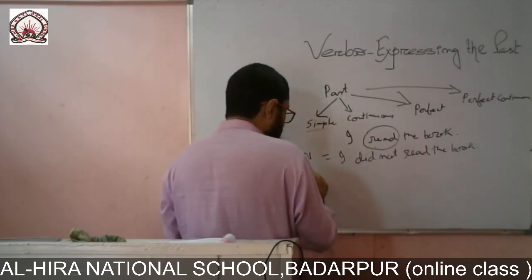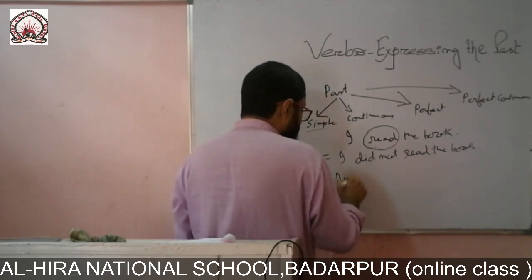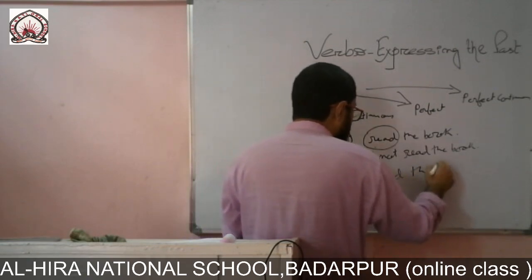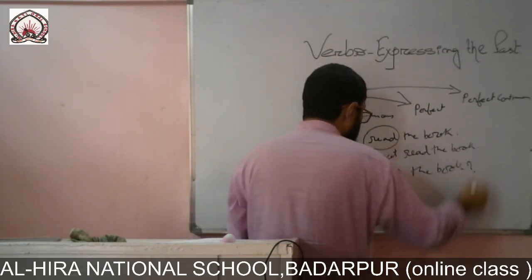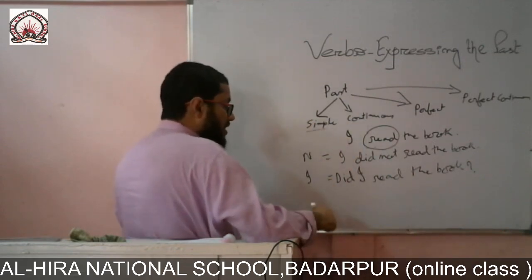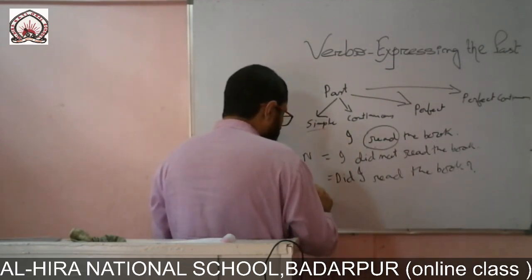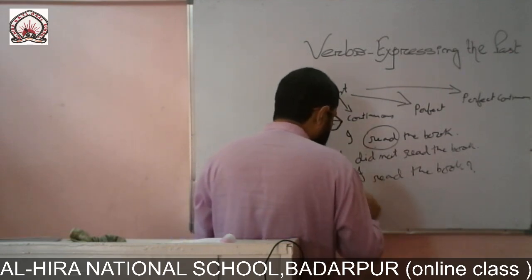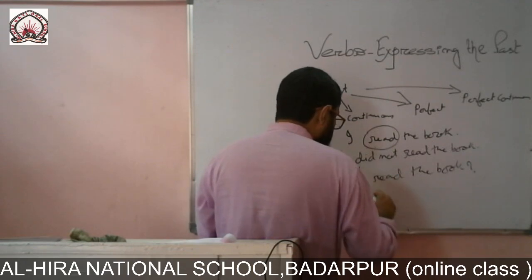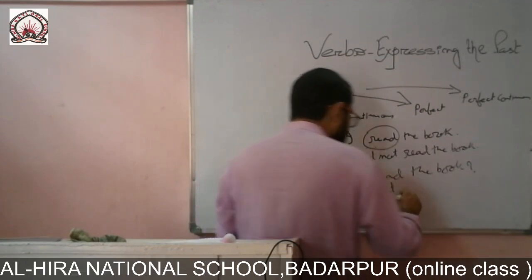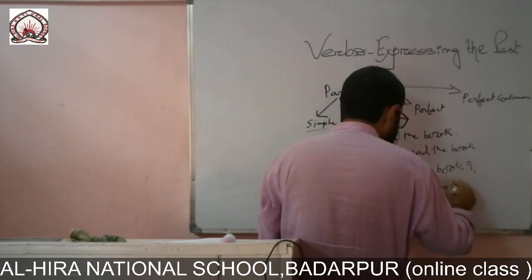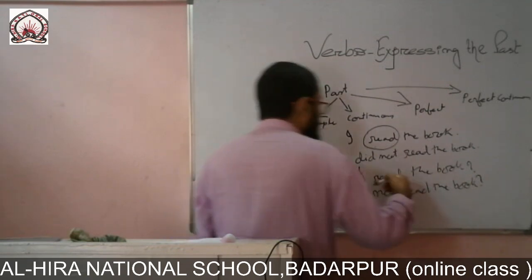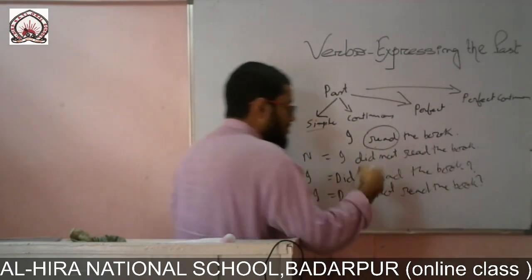Did not, then interrogative, just put did before the subject, then write the subject, then the main verb: Did I read the book? And if you want to make it negative interrogative, then how to write it? Did I not read the book. Like this we have to make negative and negative interrogative sentences.